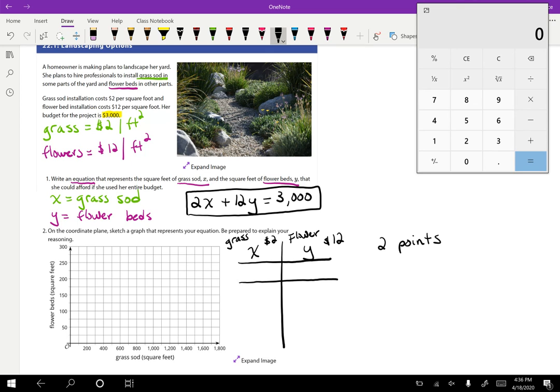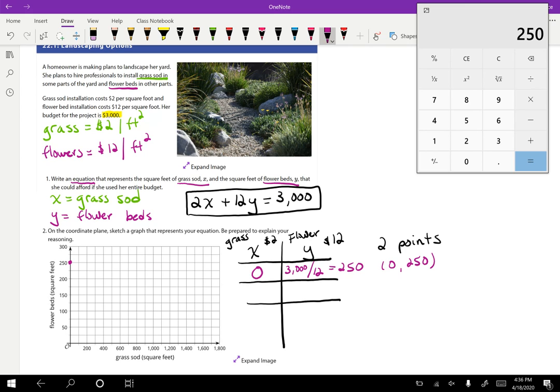So let's just make this really simple and get 2 points. If I do not buy any grass, so if I put a 0 in for my grass, then I have all of my money to spend on a flower bed. So I've got $3,000 to spend at $12 per square foot, and this is why you see me bring my calculator over here. If I divide that by 12, I'm going to get 250. So there is one of my intercepts, (0, 250). I'm going to go ahead and plot that. 0 and 250 is right here.